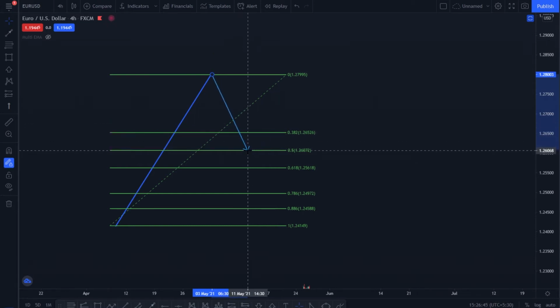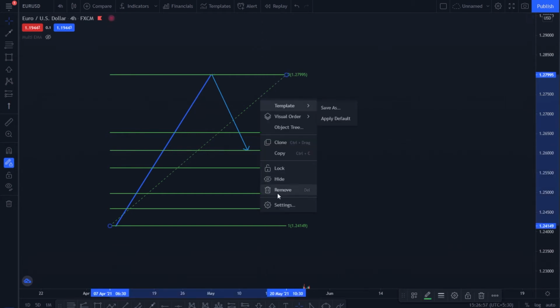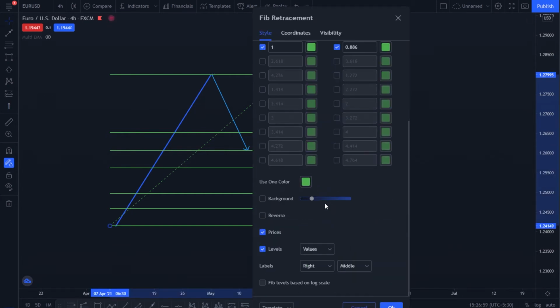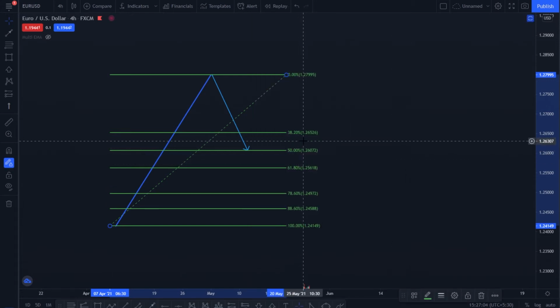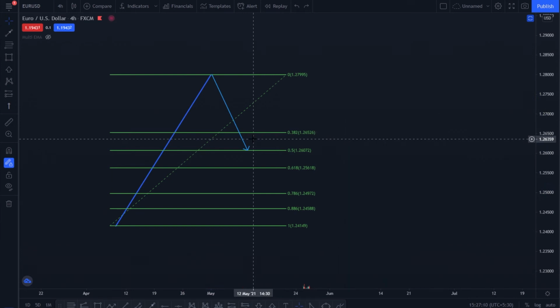Now 50% is not a Fibonacci number, it is more of a psychological number. Now I said 50%, here it is mentioned 0.5. So it is just a way of depicting it. If you go here and change the settings, you will get the 50% over here like this. Either way, 0.5 is not a Fibonacci level, it is more of a psychological number.